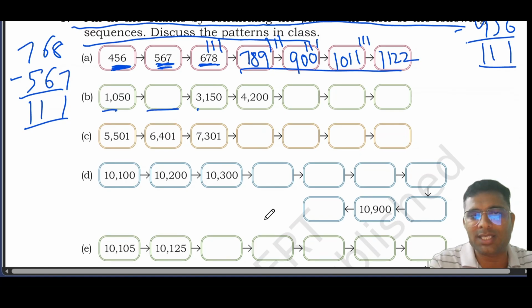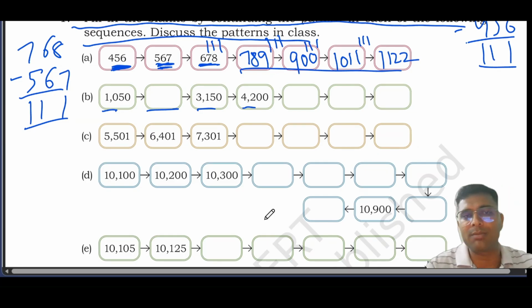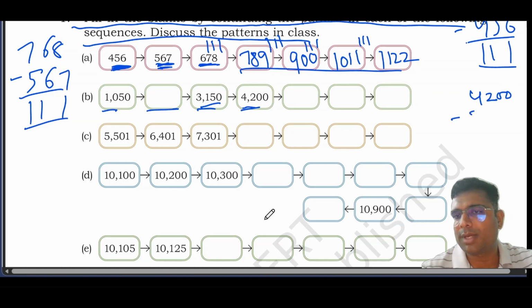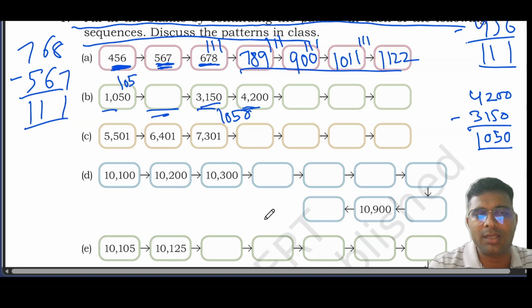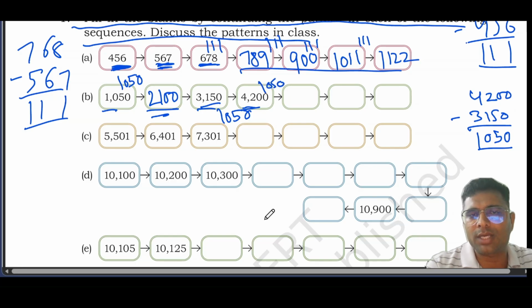Okay, coming to the next, children, here in B you can see the first number is given but the second box is blank, third is given, fourth is given. To find the pattern, as I told you, we will subtract the smaller number from the bigger number. So here 4200 minus 3050, and the difference you will get is 1050. So here it is increasing by 1050. To get the second number, you will add 1050 to the first number. In the same way you will add 1050 to get the next number.